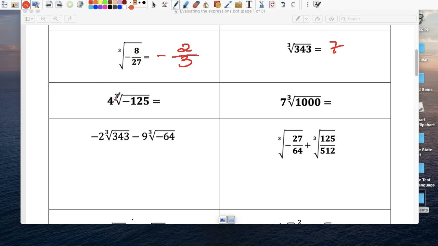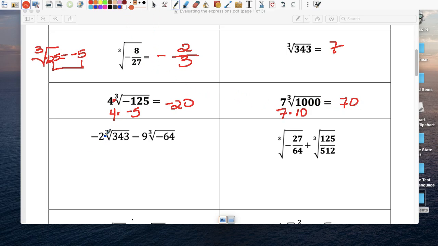Again, here, I want you to put a times. So it's 4 times the cube root of negative 125, which is negative 5. This has the same value as this, it's just two numbers written in different ways. So 4 times negative 5 gives you negative 20. 7 times the cube root of positive 1,000 is just 7 times 10, which gives us 70. So a lot of these you don't really need a calculator, right?